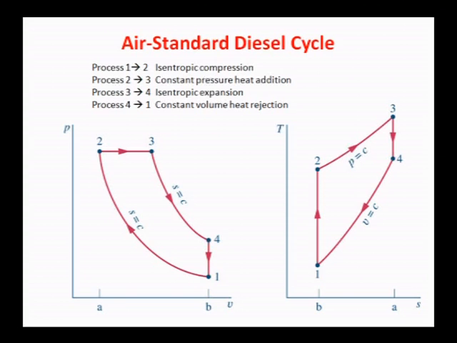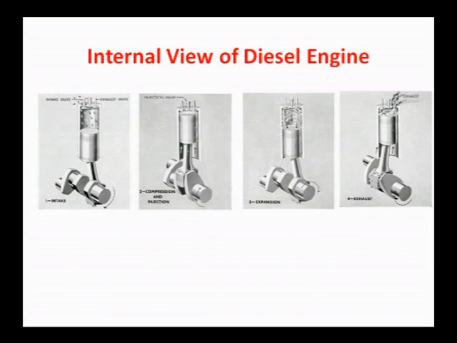4-1 is the heat rejection process, constant volume, volume remains constant, whereas pressure decreases, temperature also decreases, and it comes back to its initial state 1. So, this is the air standard diesel cycle PV and TS diagram.